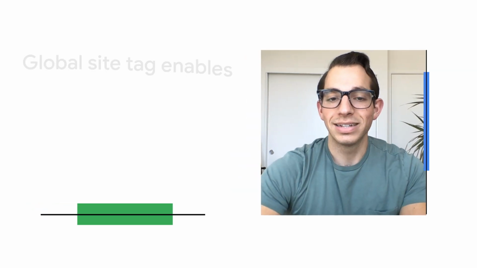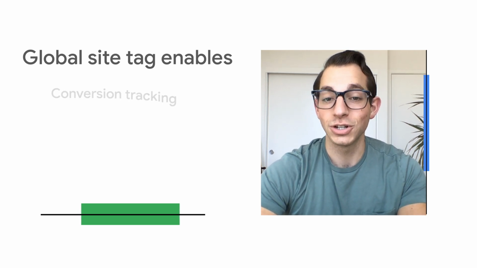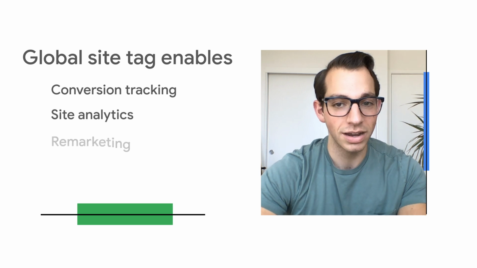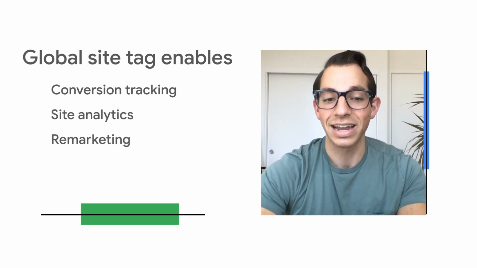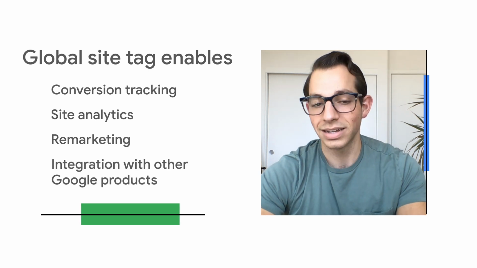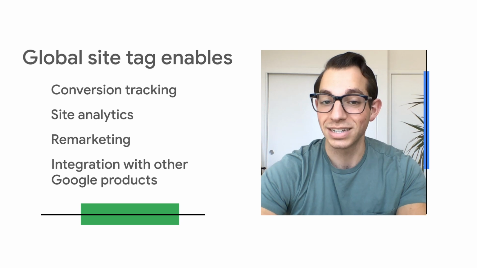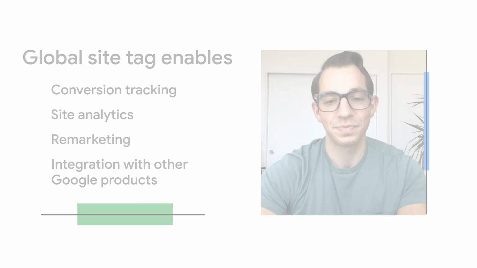So Global Site Tag is the simplest option for conversion tracking across all of the Google products that you use. It enables capabilities like conversion tracking, site analytics, remarketing, and more, all within one tag. And so the Global Site Tag enables you to use Google Ads, Analytics, and other advertising products like Display Video 360, Search Ads 360, and Campaign Manager.